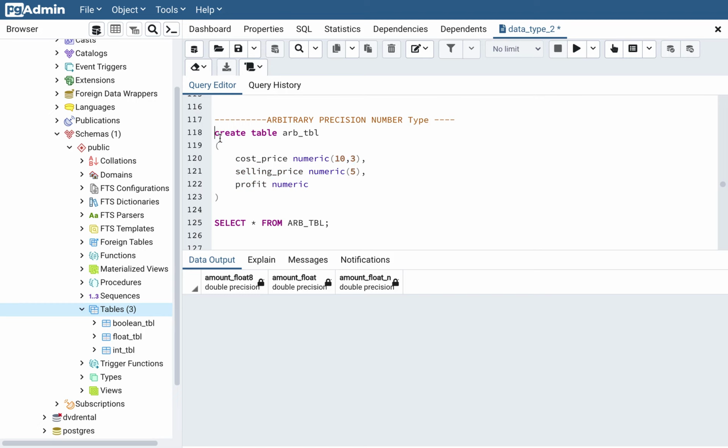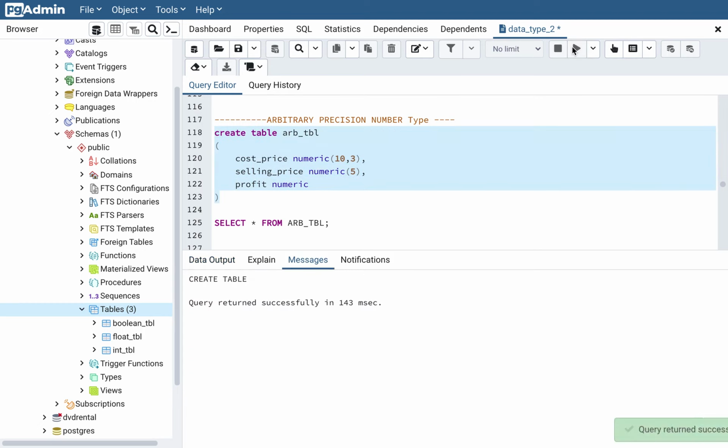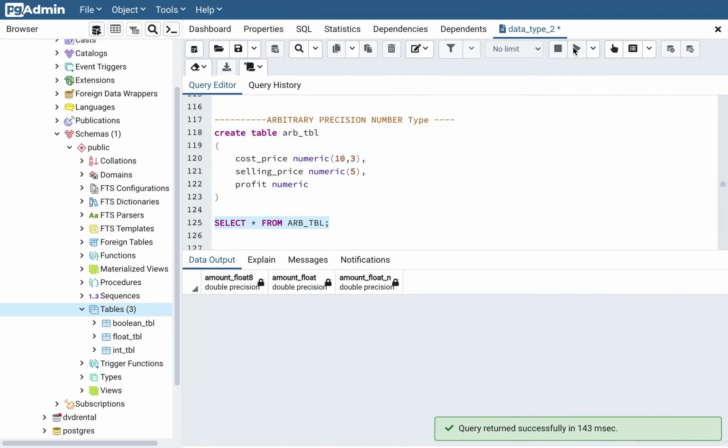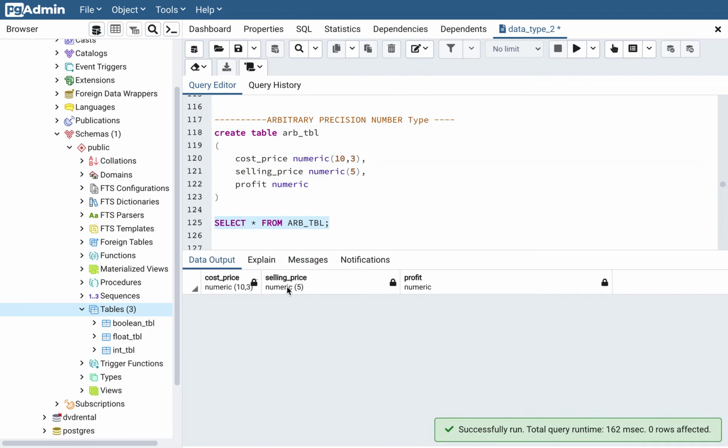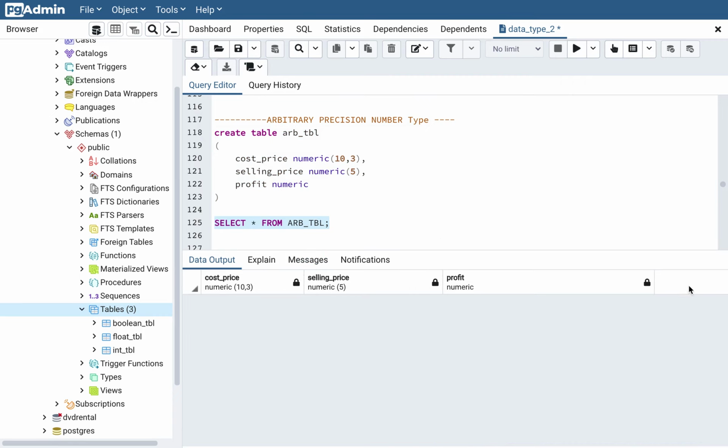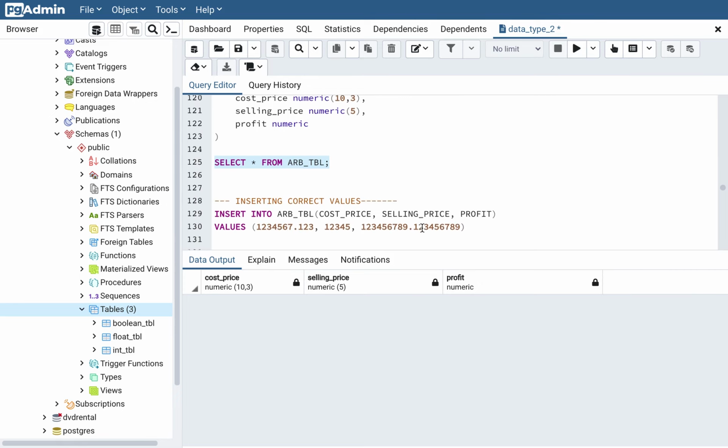Now let us create this table and have a look at it. Let me execute this. My table got created, and let me look at the data. Since we have not inserted any values in it, we are not able to see any rows. Now let us insert some rows into this particular table.